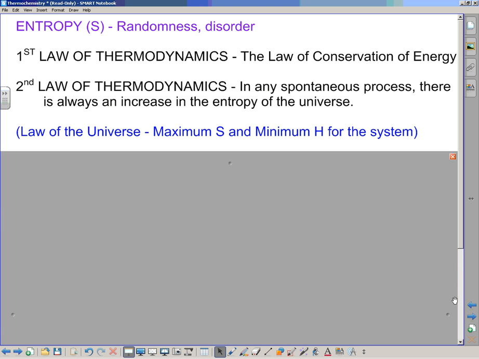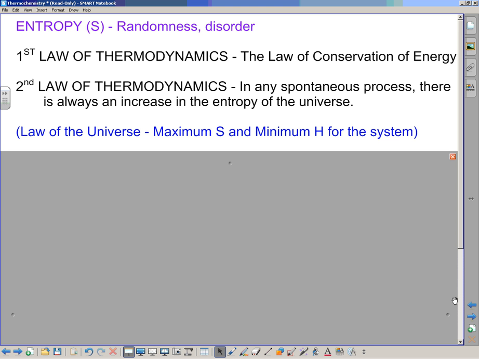That leads us directly into the second law of thermodynamics. In any spontaneous process, there's always an increase in the entropy of the universe. Okay, spontaneous process, combustion. When something combusts, again, we reform new bonds and release a certain amount of energy.